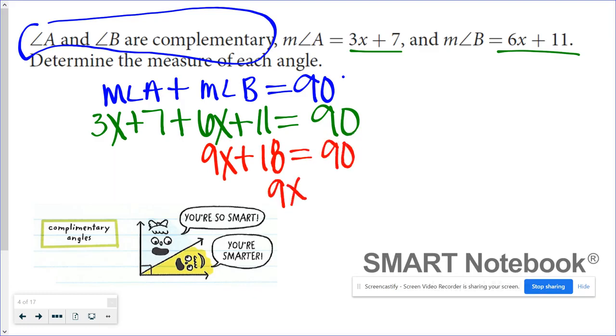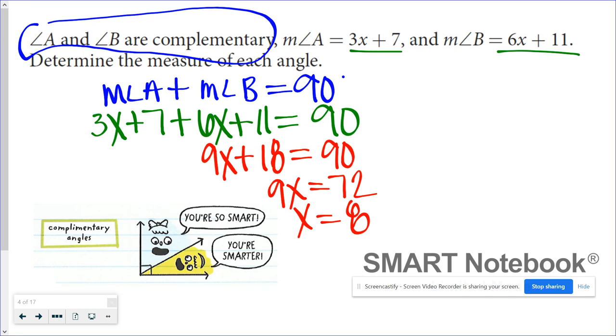And so then I get 9x is equal to, what is that, 72. Therefore, x is equal to 8. Okay, now be careful because in geometry, rarely is the value of x our final answer. Always go and look back and see what did they want. And it said determine the measure of each angle.